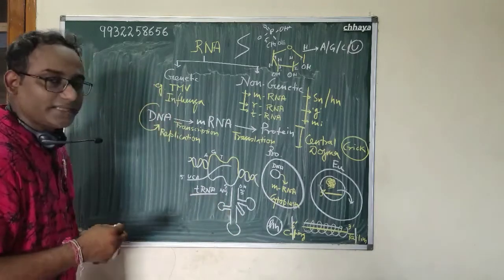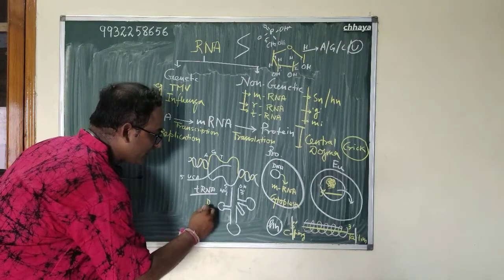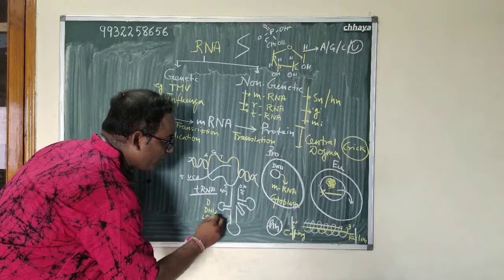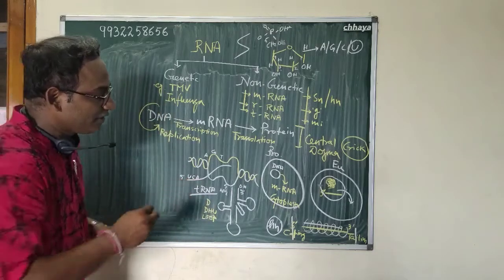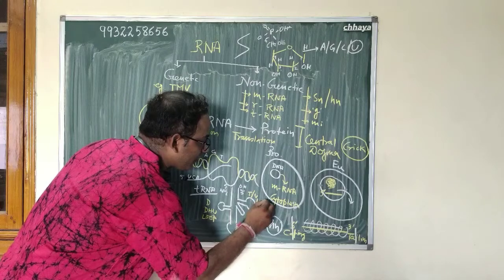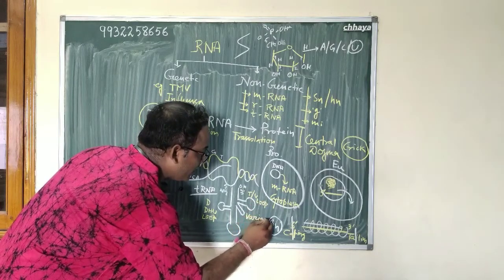So that region is called the D loop, D for dihydroxyuracil, that is also called DHU. These are the loop structures. Why is it a loop? Because of blockage. Then this one is known as the T psi C loop. This one is called the T psi C loop, and that is the variable arm. This one is called the variable arm.